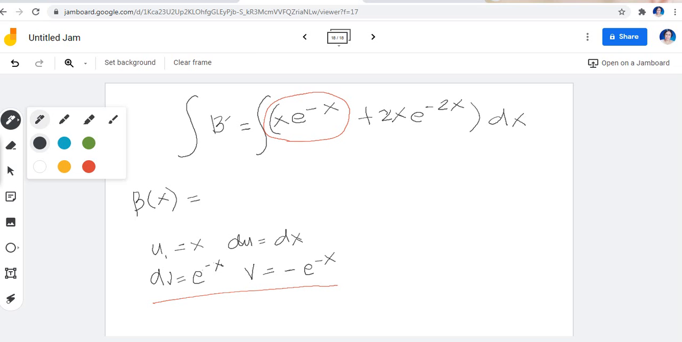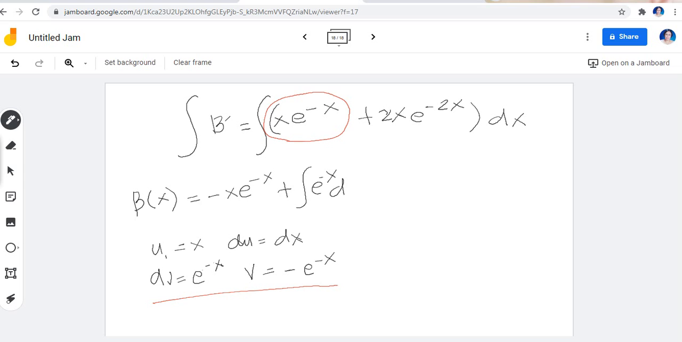So you have uv, so negative x e raised to negative x minus v du. But since this is minus, this would be plus the integral of e raised to negative x dx. Now, for the second term here, this is your second term. It's another integration by parts.